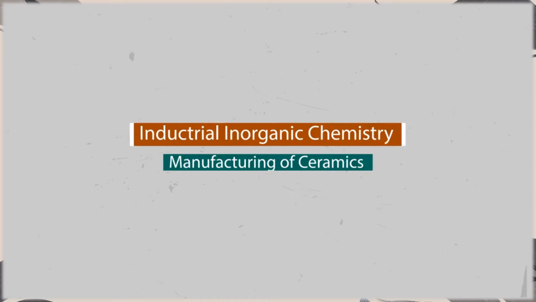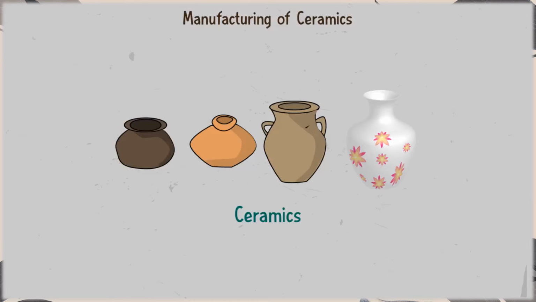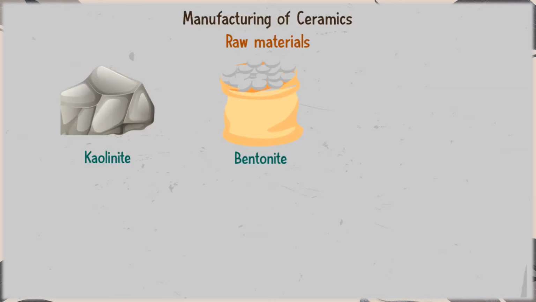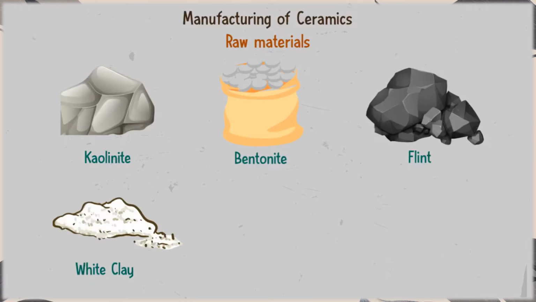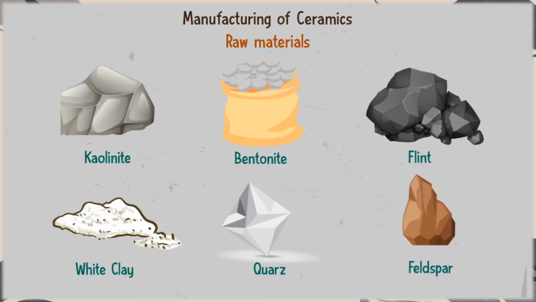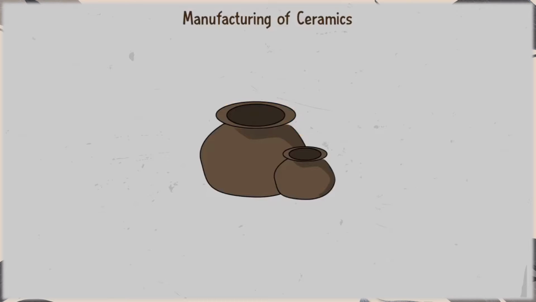The process of manufacturing ceramics is simple. In this section, I will explain the process and raw materials used for manufacturing ceramics. I will also explain how non-porous ceramics are made. The main ingredients in making ceramics are clay like kaolinite and bentonite, flint, white clay, quartz and feldspar. The commonly found ceramics which you are familiar with are earthen pots.